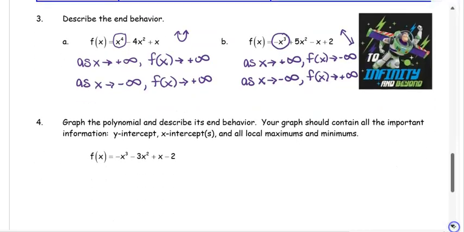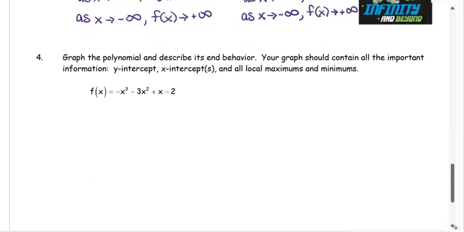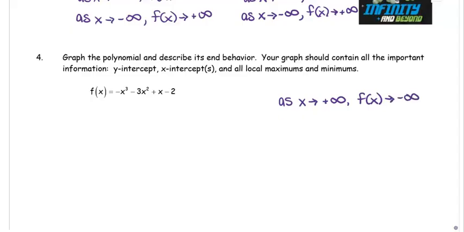All right, now the last thing that we're going to review is being able to graph the polynomial, describe the end behavior, and making sure that we can find all of those good points on our graph. I'm going to do the end behavior right off the bat here. I know that since it is negative and it is odd, then as x approaches positive infinity, f of x is going to be going down, so it's going to approach negative infinity. And as x approaches negative infinity, it's going to be going up, so f of x is going to approach positive infinity.